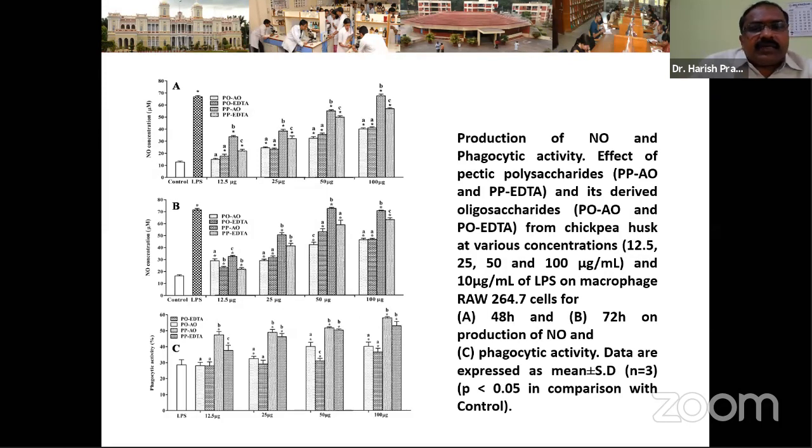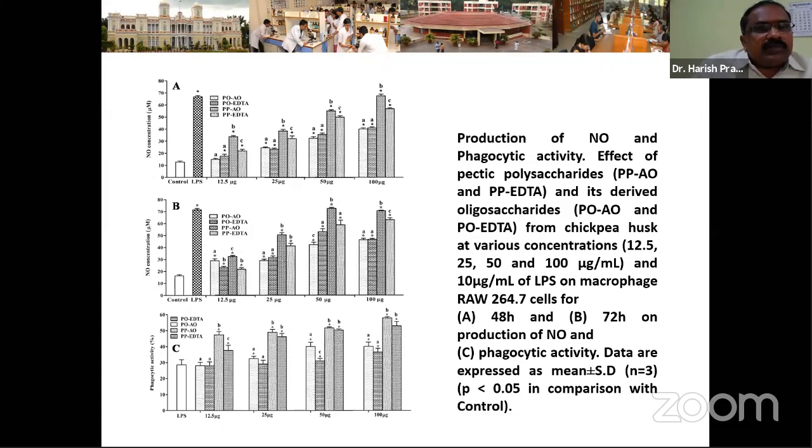Again, we tested for nitric oxide production at two time intervals, 48 hours and 72 hours. Here also, to our surprise, there was a huge production of nitric oxide, especially at both 48 hours and 72 hours, but it was declining later on. Along with that, we saw phagocytic activity, which was greater compared to LPS, especially for polysaccharide compared to oligosaccharide. Oligosaccharide was much better than LPS.